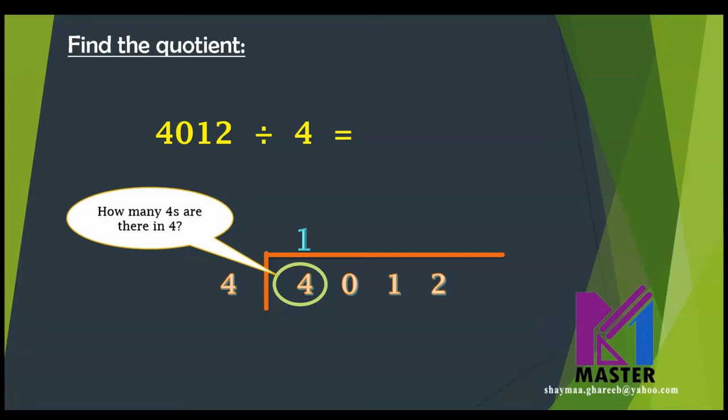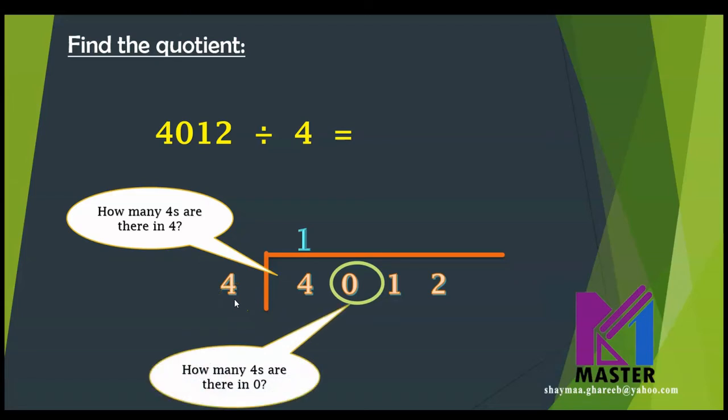So as long as I don't have any remainder, I will move to the next digit, which is the 0. 0 divided by 4. What does this mean? How many 4's are there in the 0? Does the 0 have any 4's? No, it's 0. So the answer will be 0. There is no 4's in the 0. Okay, now what next? I will do the same with the next digit.